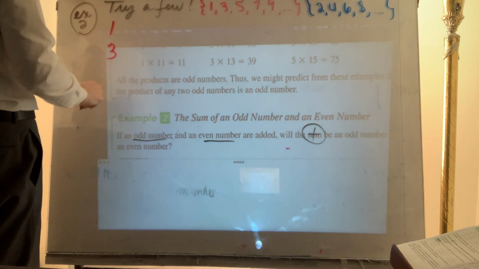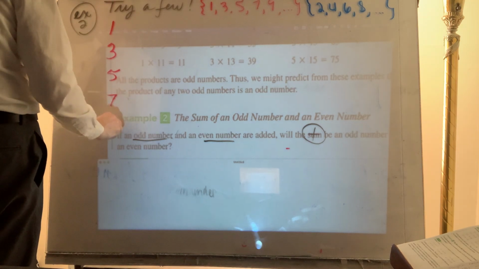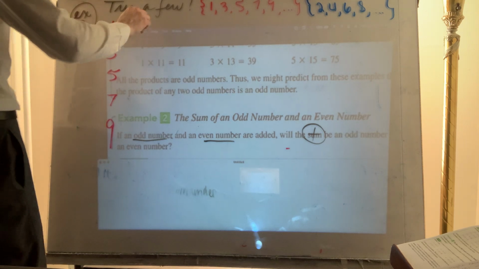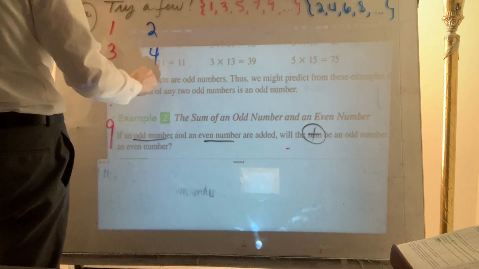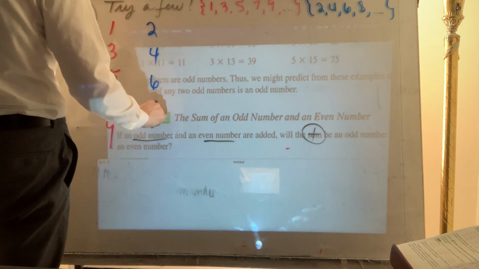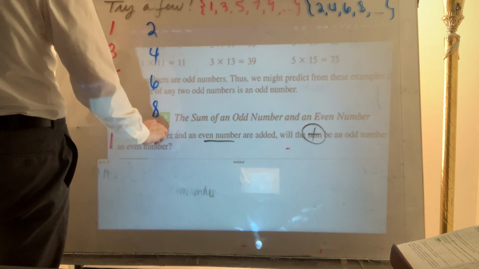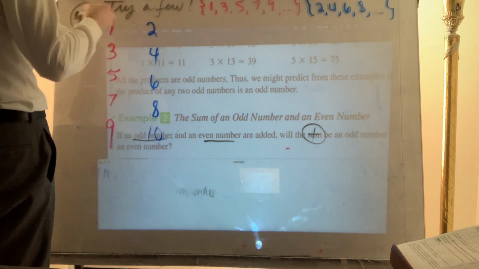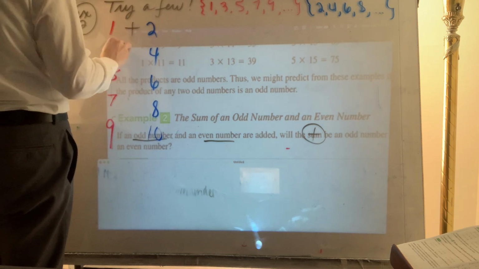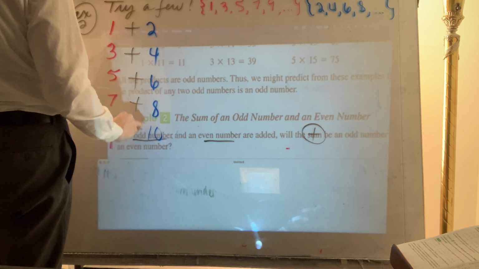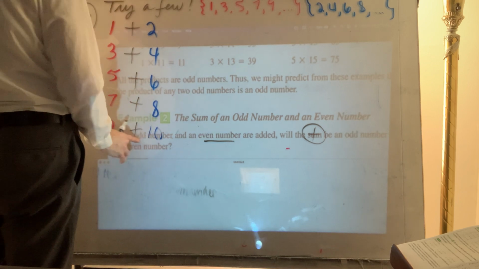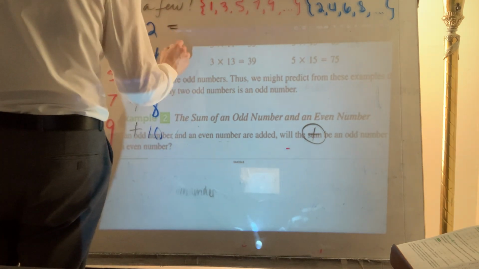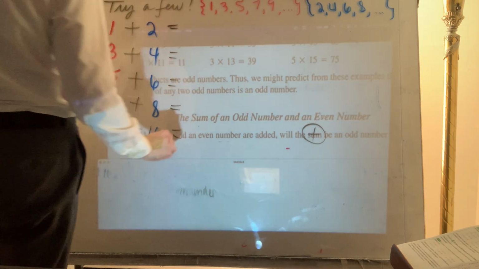So I'm going to put them here just for the sake of time. 1, 3, 5, 7, 9. This might be overkill. I'll try 2, 4, 6, 8, and then technically 10 for this last one. And I'll add them. So plus, plus, plus, plus, plus. Just to get that out of the way. What do we get in each of these cases?